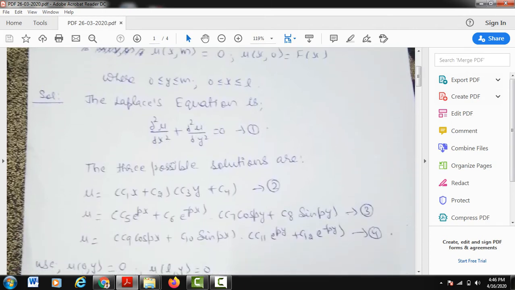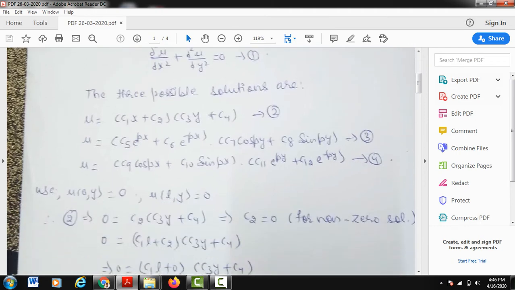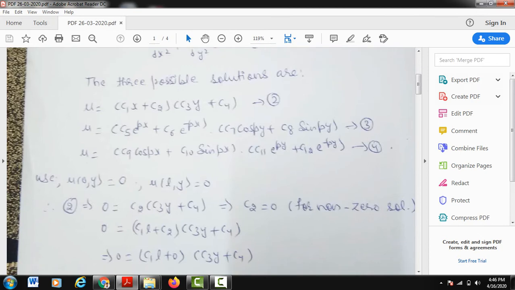The Laplace equation is given by this: the two-dimensional Laplace equation, that is ∂²u/∂x² plus ∂²u/∂y² is equal to 0, in the Cartesian form. So the three possible solutions, these we have discussed yesterday. We have done the derivation, that is when the constant k is negative, positive, and 0. The first solution corresponds to when the constant k is equal to 0. Second solution corresponds when k is positive. And third solution corresponds when k is negative, that is when we take k is equal to minus p square.